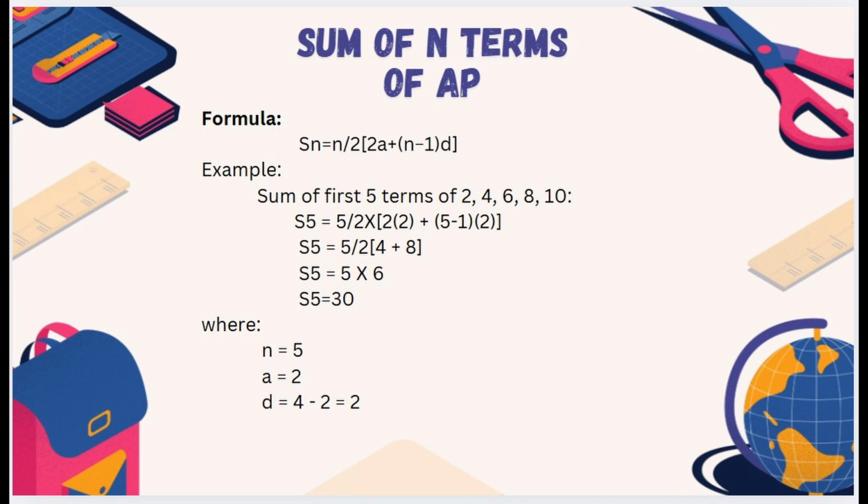Sum of n terms of AP. The formula for the sum of the first n terms is Sn equals n over 2 times 2a plus n minus 1 times d. For the sequence 2, 4, 6, 8, 10, let's find the sum of the first 5 terms. Here, n is 5, a is 2, and d is 2. S5 equals 5 over 2 times 2 plus 5 minus 1 times 2. This reduces to 2.5 times 4 plus 8, which is 2.5 times 12, resulting in a sum of 30.